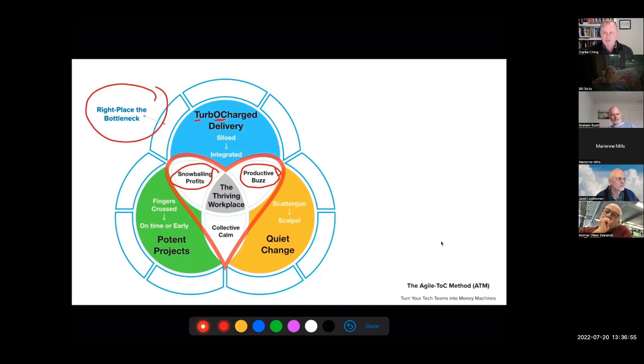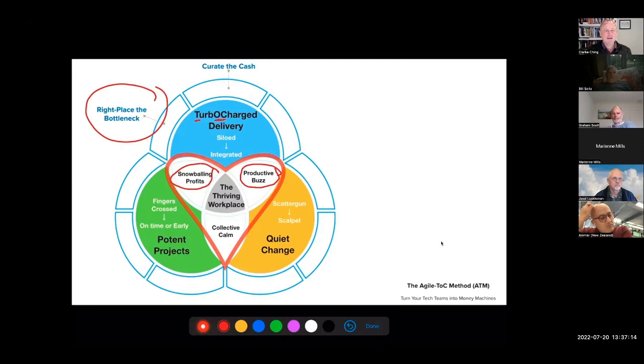There are many places, every system will have a bottleneck. There are good places to have a bottleneck and there are really bad places. And I'm going to come back to this one and go into it in a bit more detail. But if you have found your bottleneck and you put it in the wrong place, it can be very, very, very unprofitable. And we want to make sure that the bottleneck's in the right place.